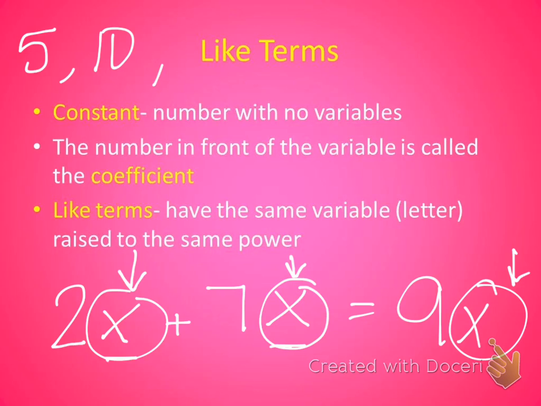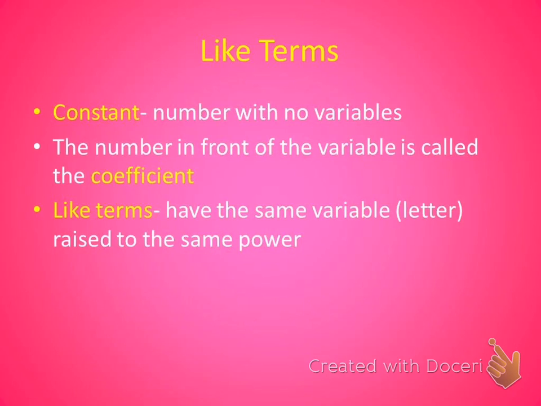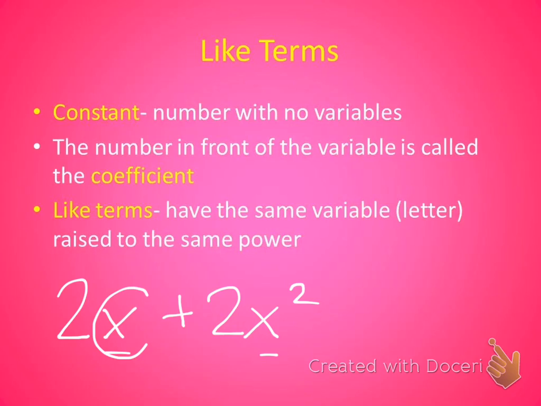Now, the number in front of a variable, so in front of a letter, is called your coefficient. And we already went over this. Like terms have the same variable, and also that variable has to be raised to the same power. So if I had 2x plus 2x squared, you say, oh, but they both have x's. But it's different because this has 1x and this has 2. So they are not like terms. It has to be identical in order for them to be like terms to be added together.